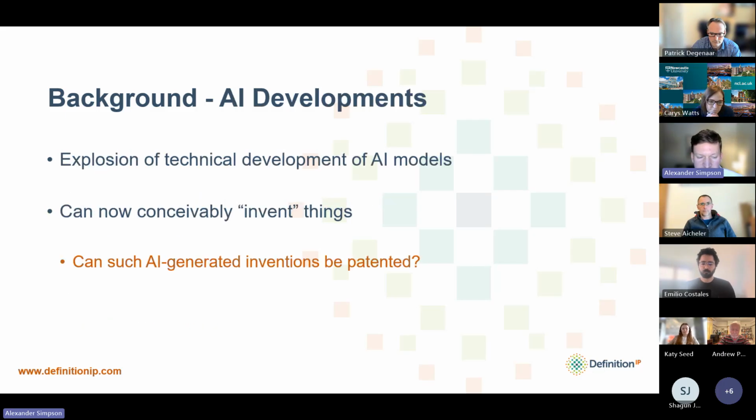Again, as Patrick very clearly explained, there's been an explosion of technical development with these different AI models over the last few years, and we are now at the point where these models can conceivably invent things, so come up with novel technical concepts that might be patentable. And that introduces an interesting legal question, which is, if an AI has invented something of its own accord, can that idea be patented?